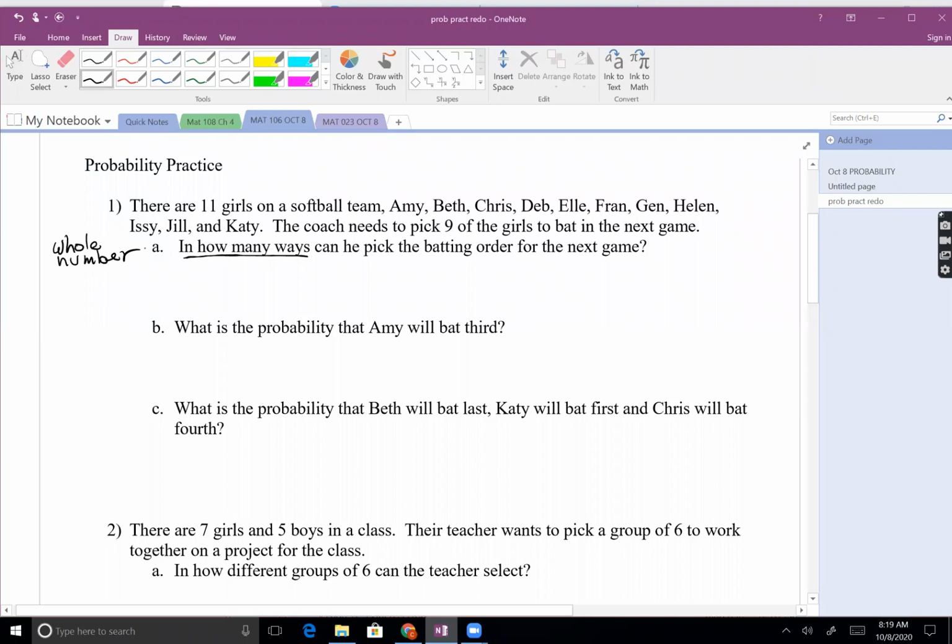Can he pick the batting order? That word order tells me that order matters for the next game. Everybody with me so far? Okay, since it's a whole number and order matters, I'm going to use permutations. How many girls are there to pick from? There are 11 to pick from, and we're choosing 9. So 11 pick 9. And this one time I'm going to pick 1, 2, 3, 4, 5, 6, 7, 8, 9 spaces, starting with 11.